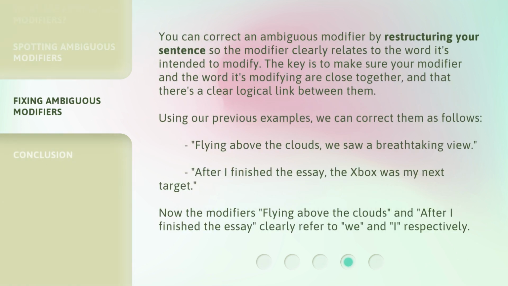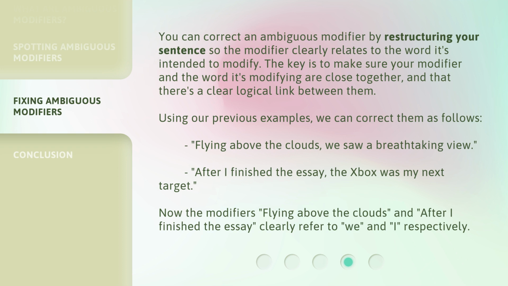You can correct an ambiguous modifier by restructuring your sentence so the modifier clearly relates to the word it's intended to modify. The key is to make sure your modifier and the word it's modifying are close together, and that there's a clear logical link between them.